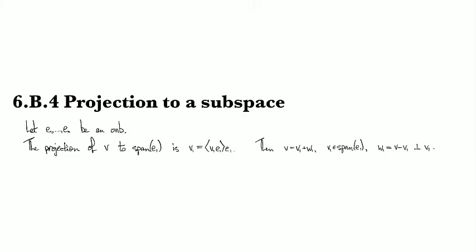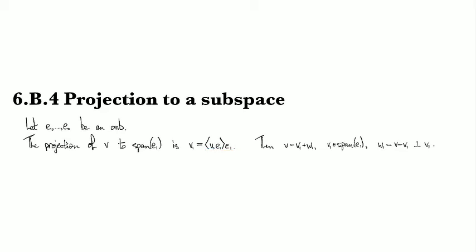As a warm-up for the Gram-Schmidt procedure that we're going to be looking at in the next clip, we're going to talk about projection to a subspace. So suppose first that we've got an orthonormal basis. Then the projection of u to the span of the first vector, let's call it v1, is just going to be given by e1 times the dot product. So this is just the standard projection formula.